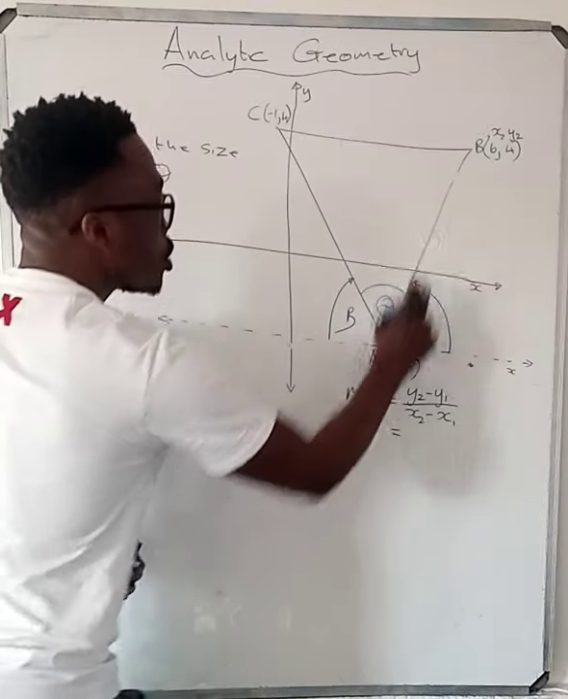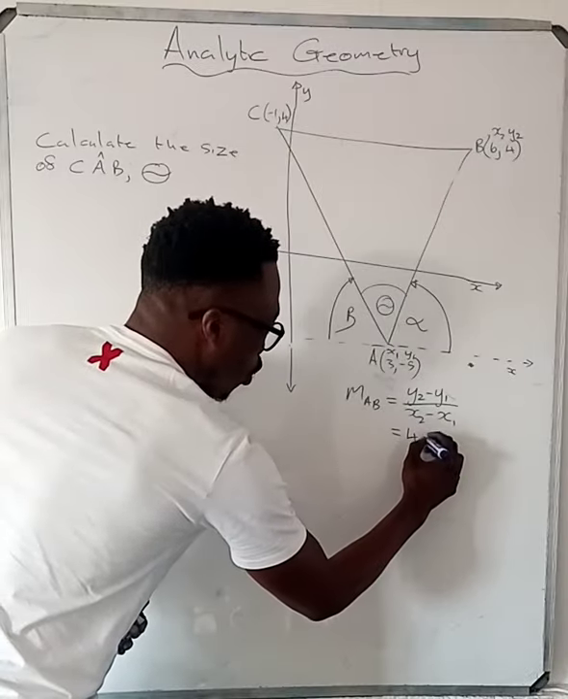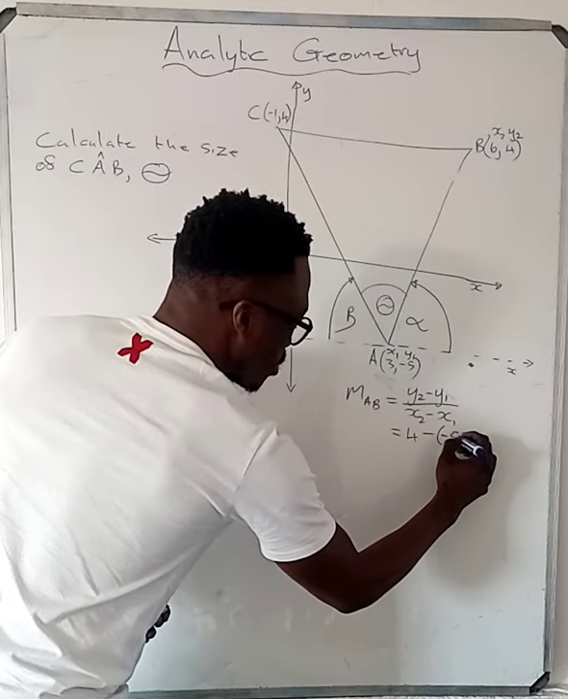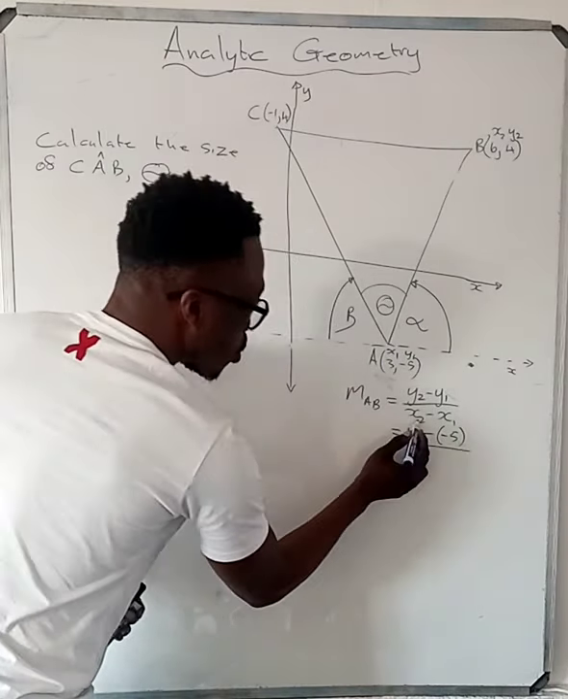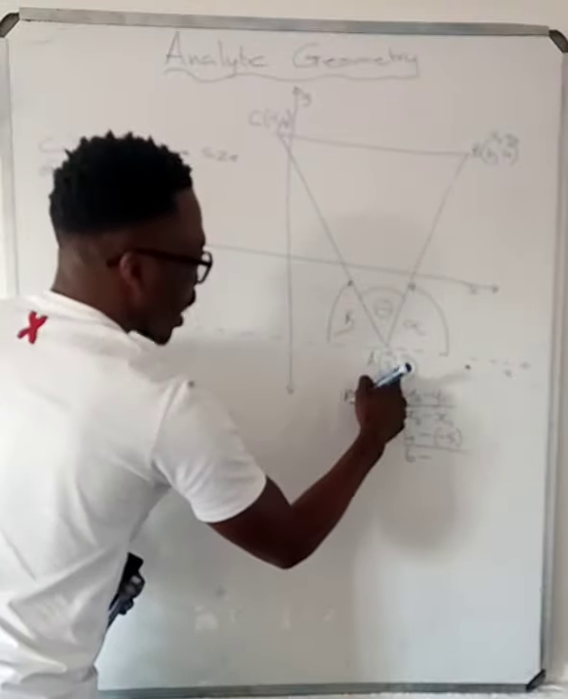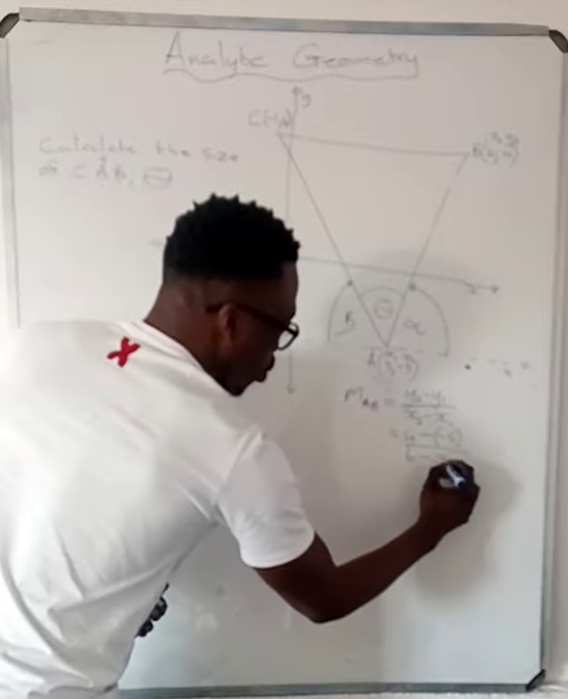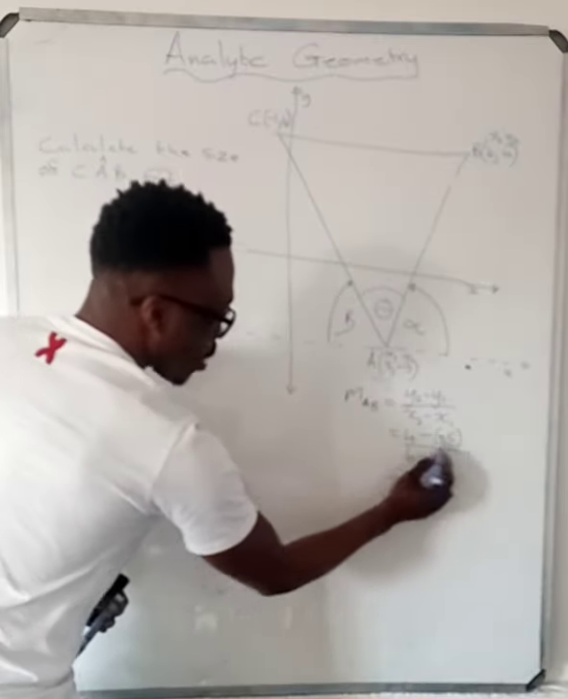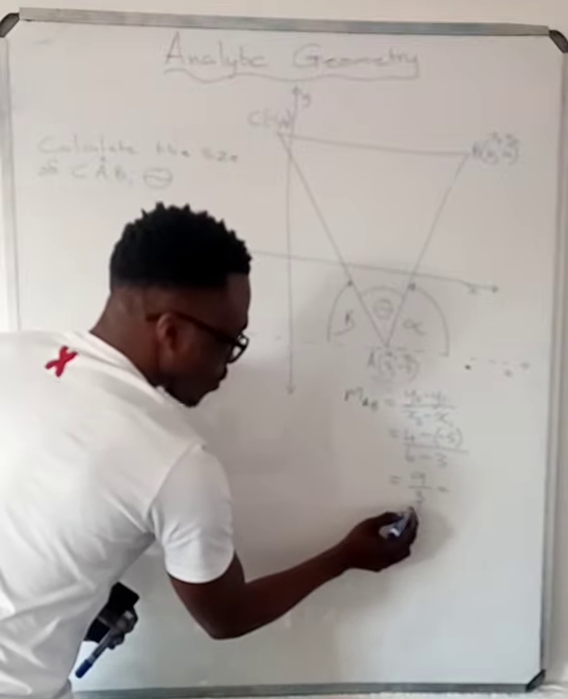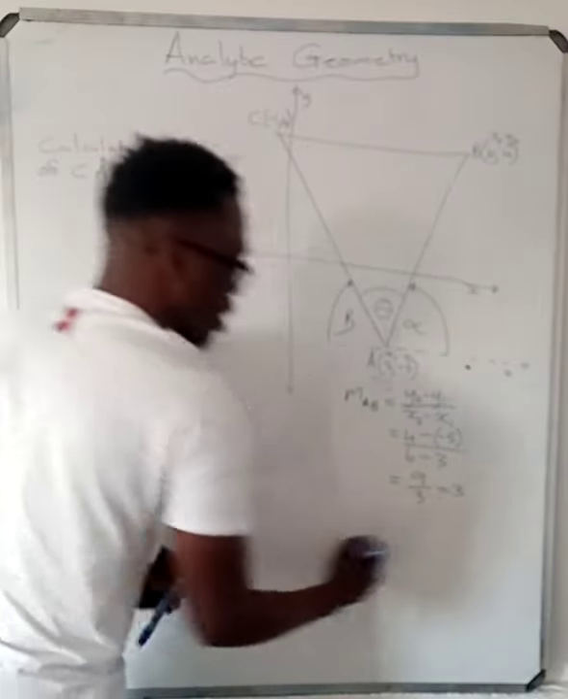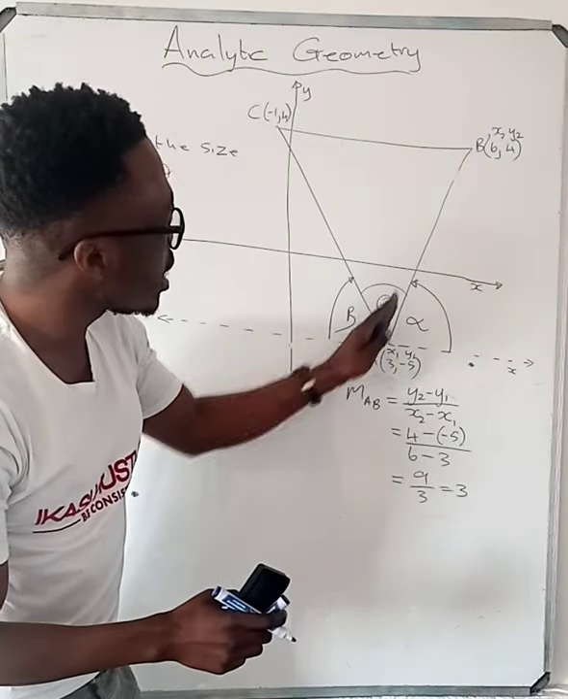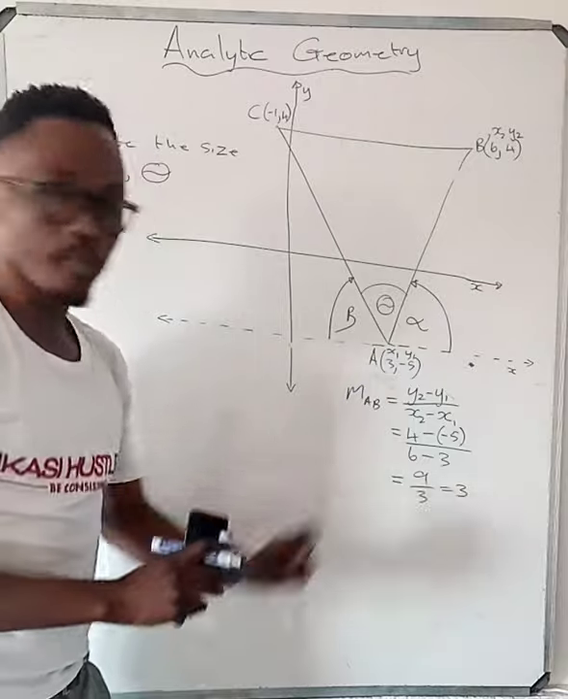So y2 is 4 minus y1, which is -5, divided by x2, which is 6, minus x1, which is 3. That gives 9 over 3, which is 3. So the gradient of AB is 3.